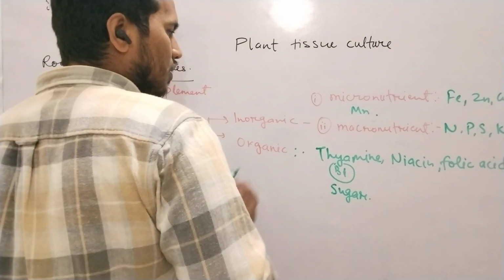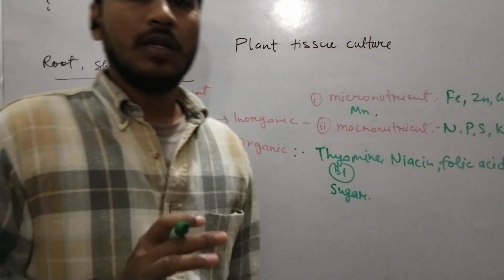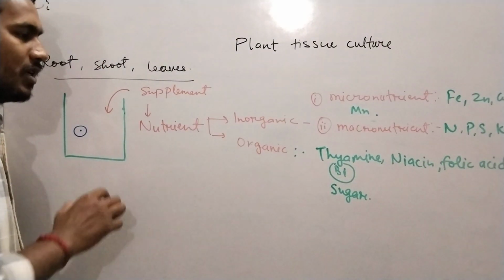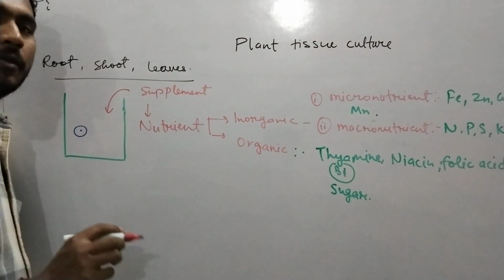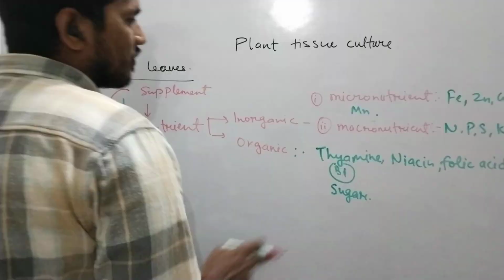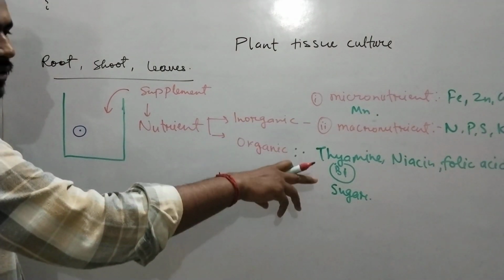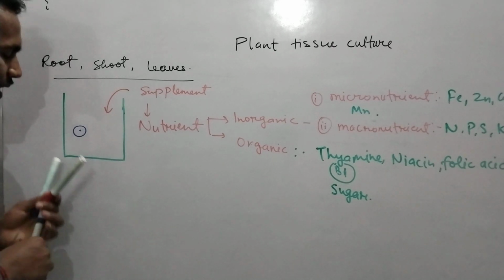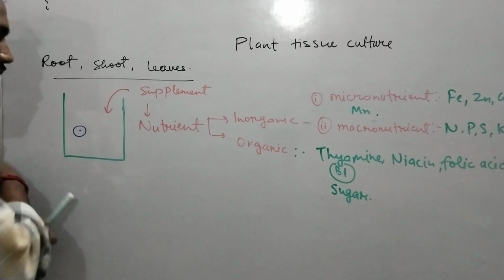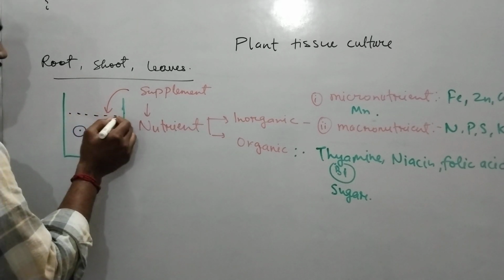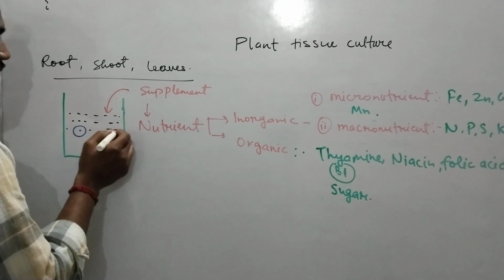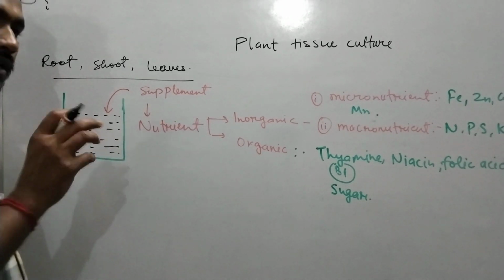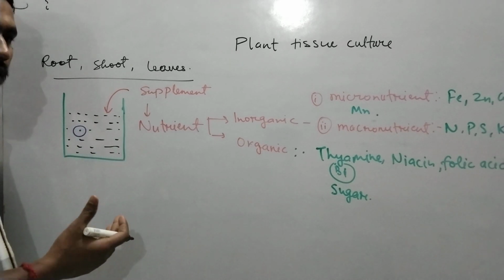To maintain an environment for this cell like a plant, we have to maintain the pH. The pH will help in the uptake of all these things, thiamine, niacin, and macro and micronutrients, inside the cells. If the pH is not maintained, what will be the consequences? Maybe the cell will die, maybe the cell will survive but growth will not occur.